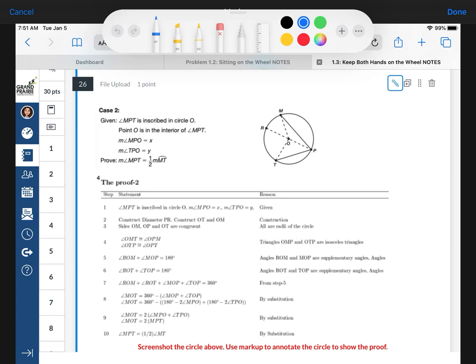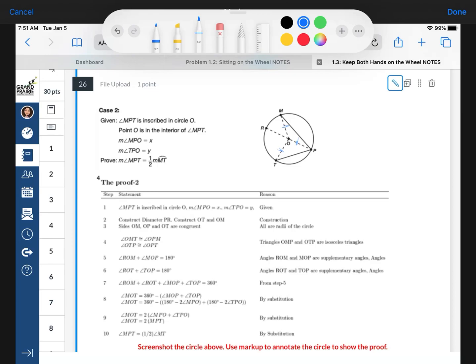The next thing we could logically do to try to prove this is to recognize that OM and line segments OP and OT are all equal because they are each a radius of the circle. And we can annotate this, we can use a blue, and say this is equal to this, which is equal to that, using those tick marks.